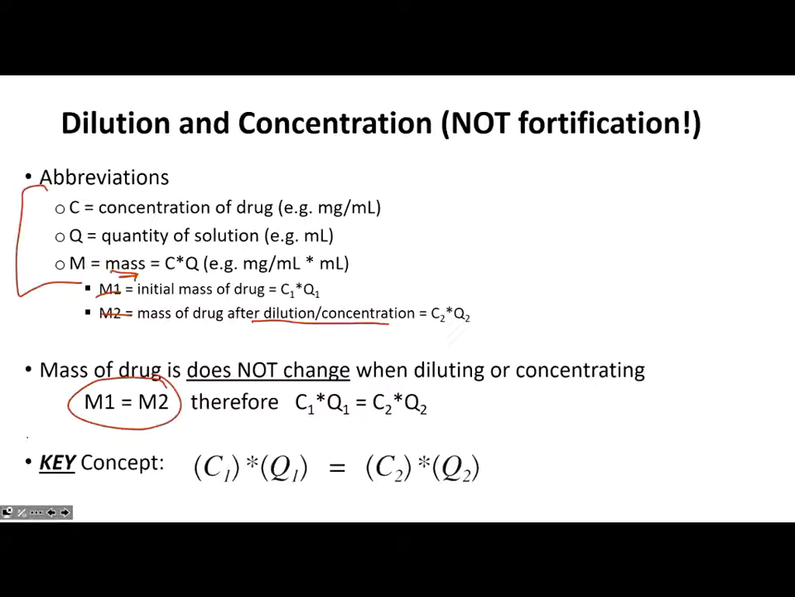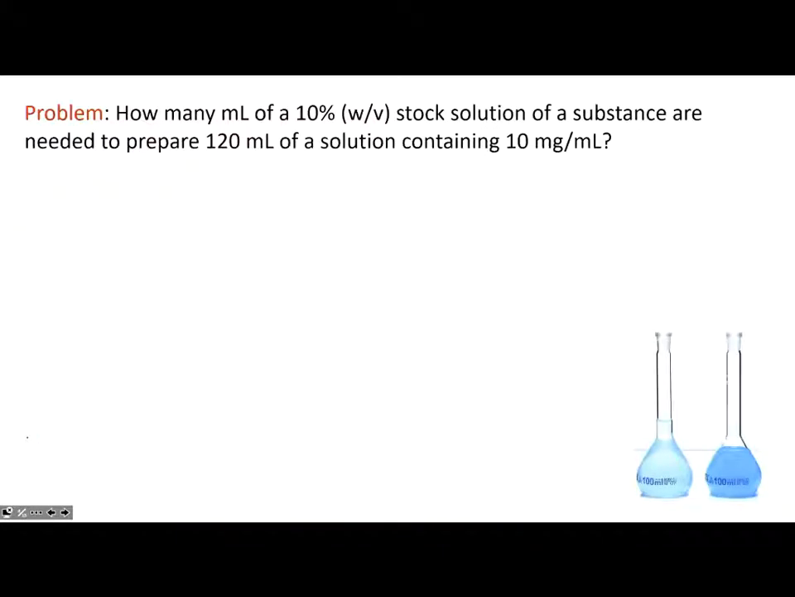In a dilution or a concentration, regardless of what you do or the amount of water you add or subtract, the mass of the drug doesn't change. So M1 will always equal M2, which means that your C1Q1 will always equal C2Q2. And this is the key thing. You got to know this. This is what's going to be the basis for all of our calculations here in a minute for the dilutions. Okay? Easy enough? You seem bored already? That's okay. Let's see how you do.